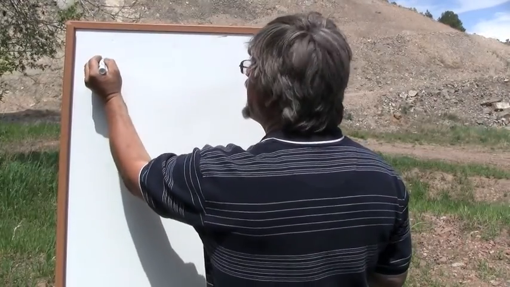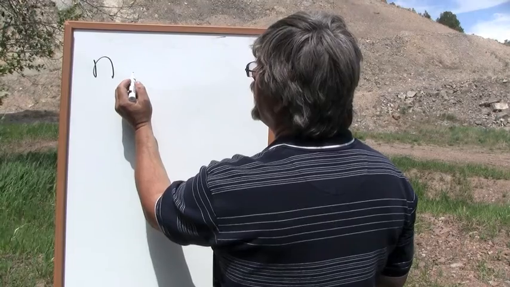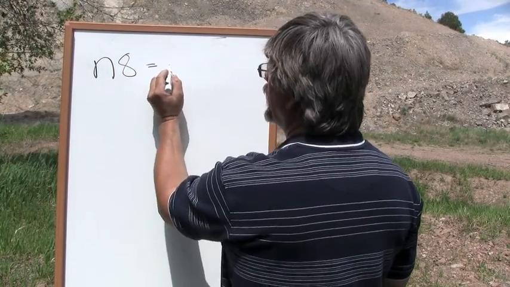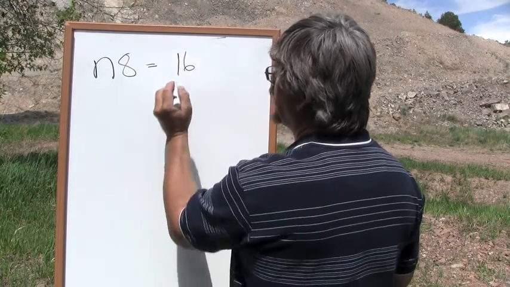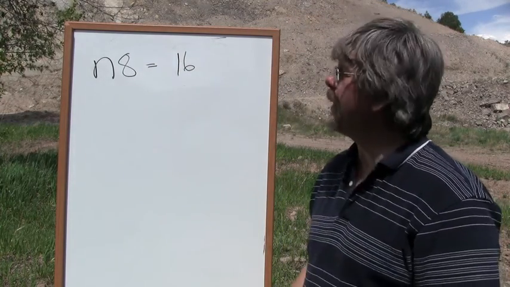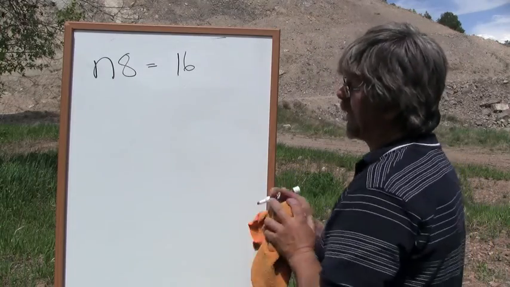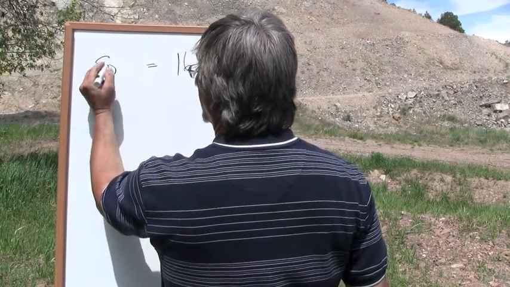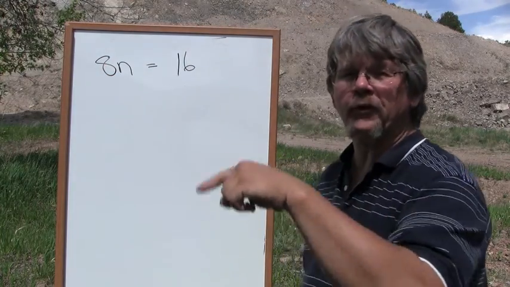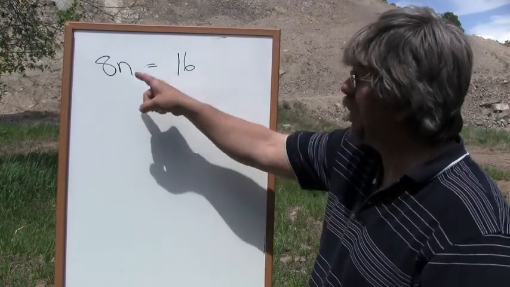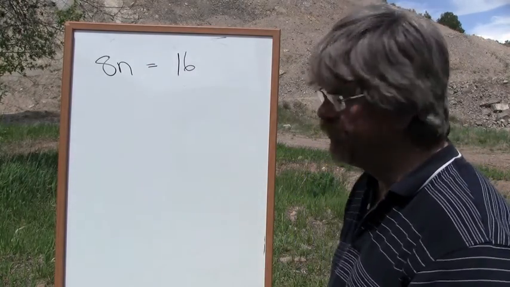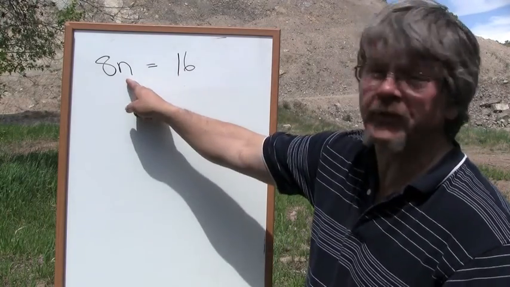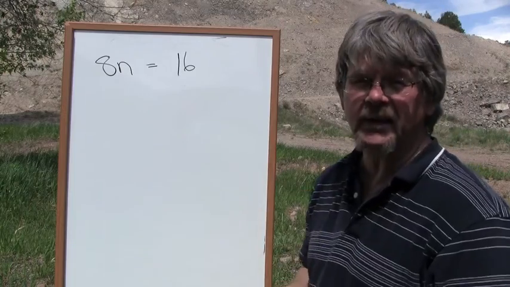Let's say we have n times 8 equals 16. We'll keep it simple. You already know the answer. And actually, they won't write it as n8. They'll write it as 8n. You put the number first, the variable next, when you don't put any sign in between them. 8n, n8, it doesn't matter. 8n is 16. 8 times some number is 16.